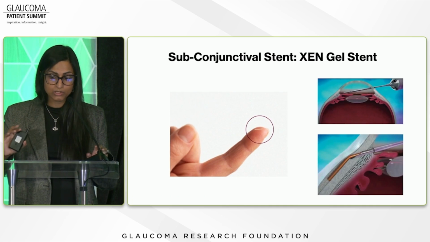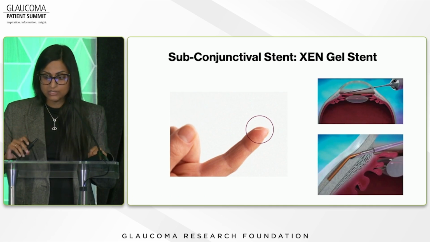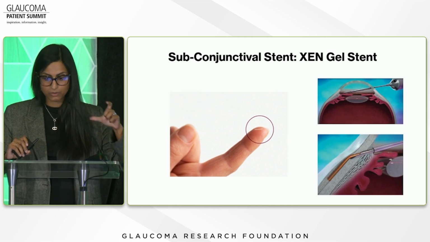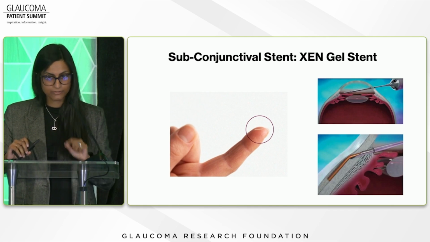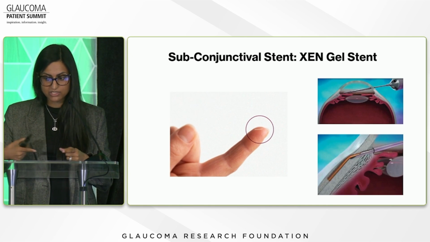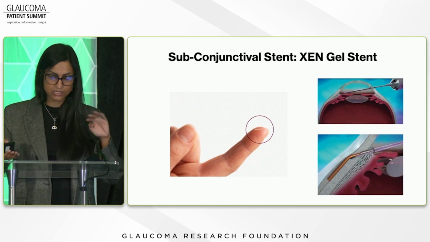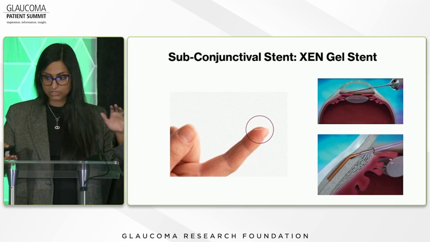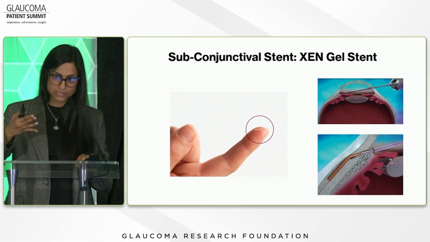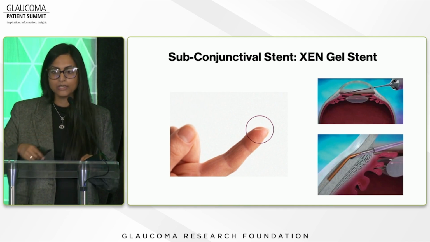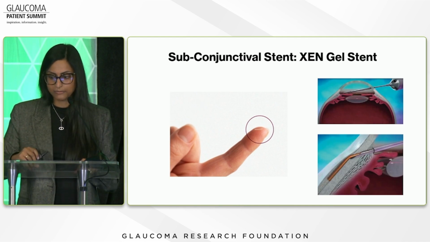I'm going to talk really quickly about the Zen Gel Stent. So this is also a tiny little tube, but again, does not have that plate that we were talking about. It's very small, like the length of an eyelash, and it connects the inside of the eye to the outside, to the space underneath the conjunctiva. And this is the same space that the fluid goes into from a trabeculectomy or a tube shunt. So a similar process in that way.